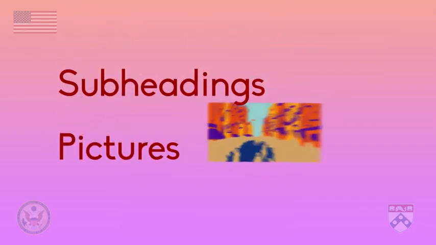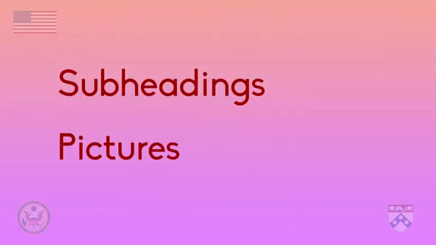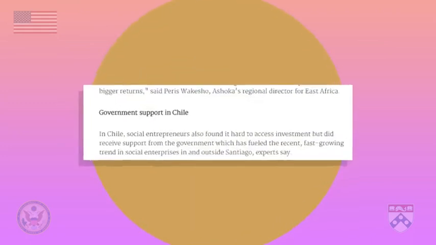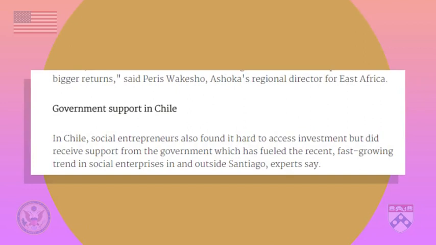In addition, we'll want to think about where in the text we might find what we're looking for. Subheadings or pictures can help us know where to look. In our example text, if we want to find information about a specific organization in Santiago, we can look under the subheading Government Support in Chile for words that start with big letters.